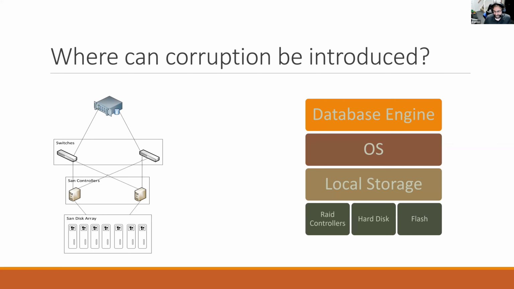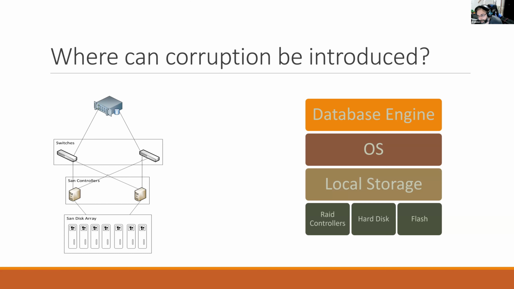So normally when I do this in person, I like to ask people to point out to me where in these two images corruption can occur. On the left, we have a typical server. Could be hosted in a hypervisor, or it could just be a bare metal machine. But typically, once you get to the hypervisor, it's connected to switches, which are connected to SAN controllers, which have redundant connections to the disk arrays.